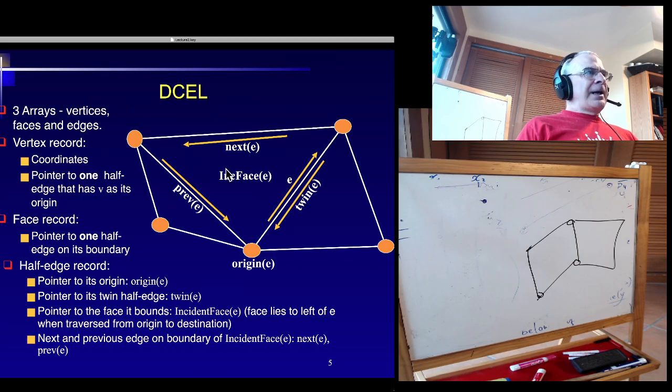So let's see. How many faces do you see in this image? Trick question, of course. Three and one outer face. Exactly. So it's 1, 2, 3, and another one outside, everything that happens outside. So we are going to keep three arrays, one for the vertices, one for the faces, one for the edges.